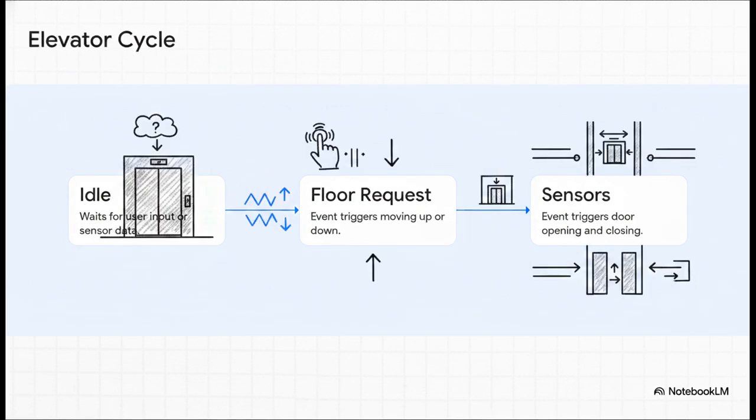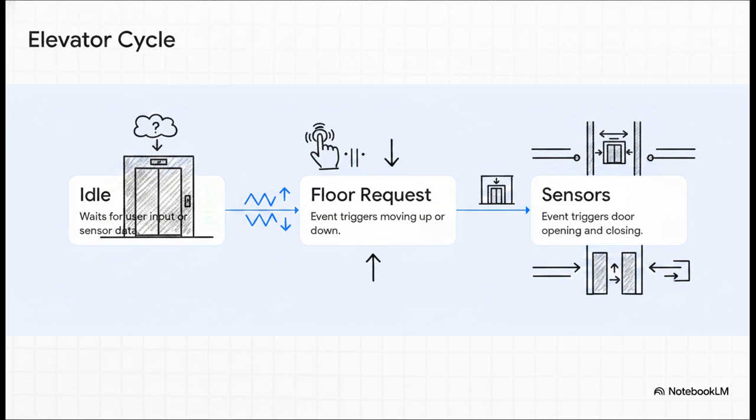Now, an elevator needs to be a bit more dynamic, but the FSM handles all that human unpredictability beautifully. Picture it waiting in an idle state. The event here isn't a simple timer, it's a dynamic user input, someone pressing a floor request. That request transitions the elevator into a moving up or moving down state. Then a totally different event, like a physical sensor detecting the correct floor, triggers a whole new sequence of states, door opening, door open, and door closing.